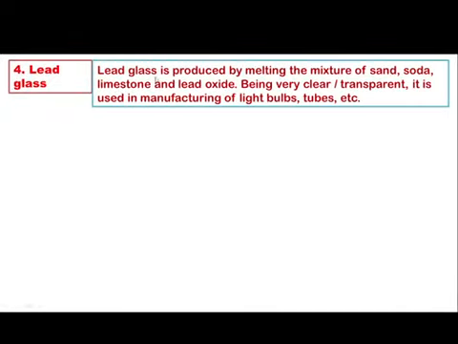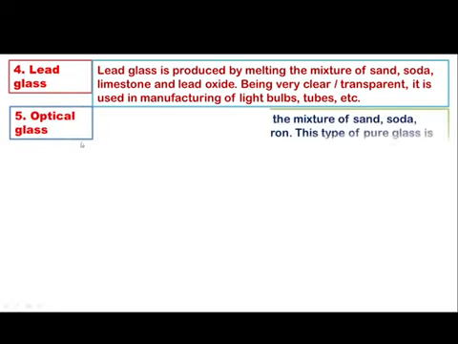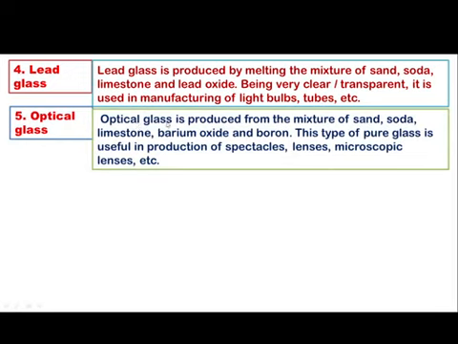Fourth, lead glass. Lead glass is produced by melting a mixture of sand, soda, limestone and lead oxide. Being very clear and transparent, it is used in manufacturing of light bulbs, tubes, etc. Fifth, optical glass. Optical glass is produced from a mixture of sand, soda, limestone, barium oxide and boron. This type of pure glass is useful in the production of spectacles, lenses, microscope lenses, etc.